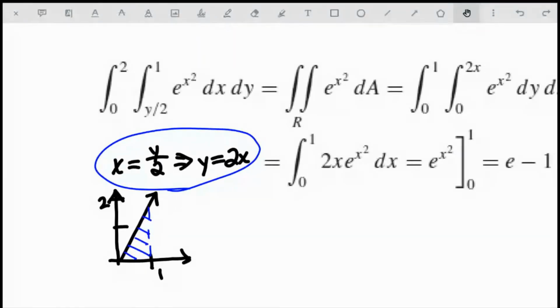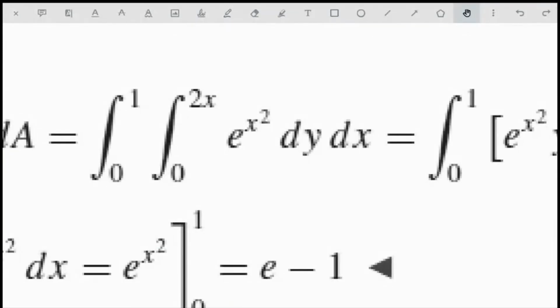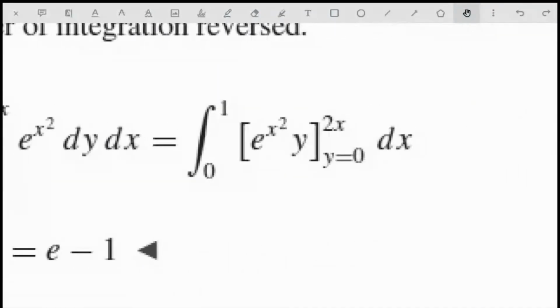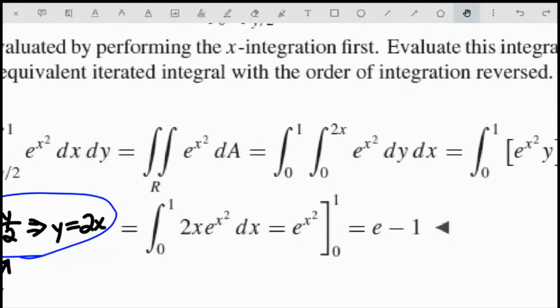Well, now that I've identified that, it's pretty easy to see that I could also flip the limits of integration around and make this an integral where I integrate with respect to y and then with respect to x. If I do my y first, my upper bound is 2x, my lower bound is 0, and then x is just bounded between 0 and 1. And you can see that's what's been done right here. So we switch those around, and now when I solve this integral out, just like I said before, the antiderivative is now e to the x squared y, and I can solve this whole thing out and get the solution of e minus 1.